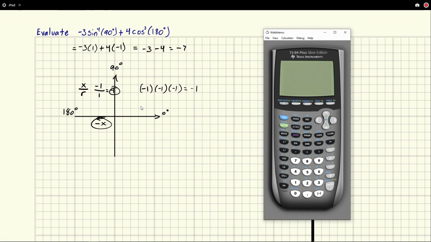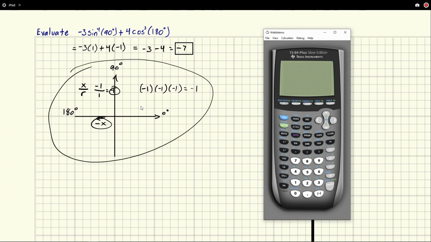So that is how you can do a problem like this. They try and be scary with these cubes and these powers and whatnot. But as long as you just use some basic trigonometric definitions, you can easily thwart their evaluation statement.